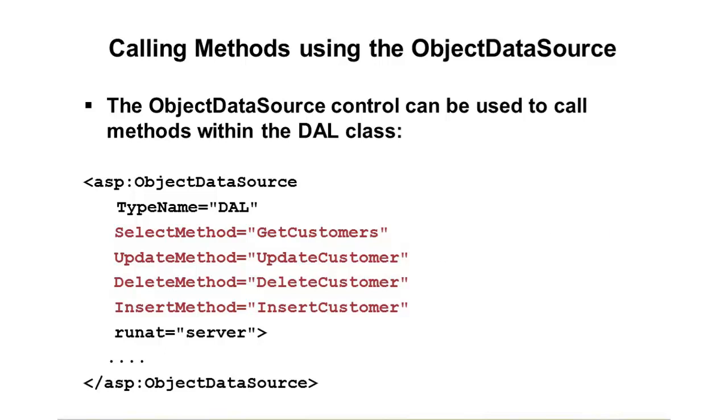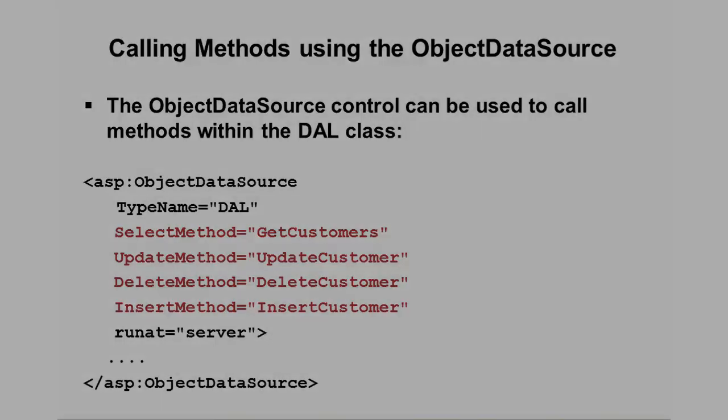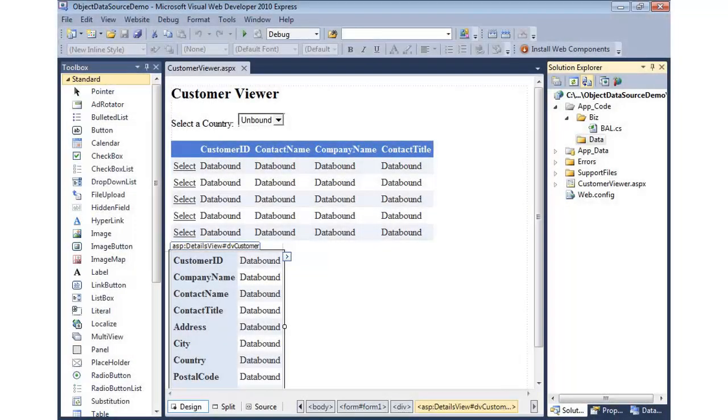So let's take a look at how we can use the object data source to make calls into a class that can provide us the data. Using the object data source is much like using the SQL data source, except we're going to call a custom object instead of calling the database directly. This allows us to break out our architecture into more modular classes so we can reuse those across pages or even across applications potentially.